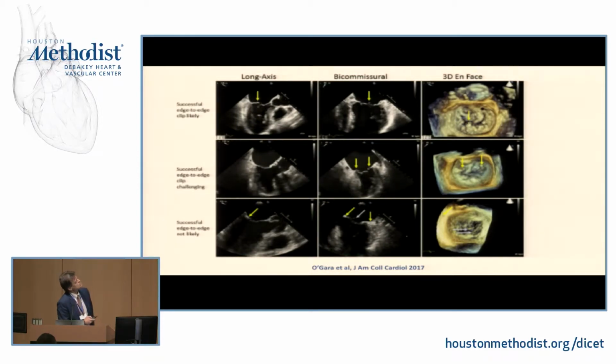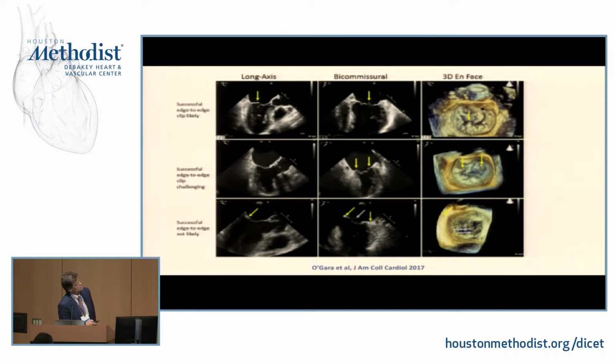And again, there are certain features that tell you that an edge-to-edge clip is likely to be successful. And that really is the same as surgery. Thin leaflets, prolapse limited to, this is just a simple little triangular piece of P2. You put one clip on that, and MR is going to be very greatly reduced.